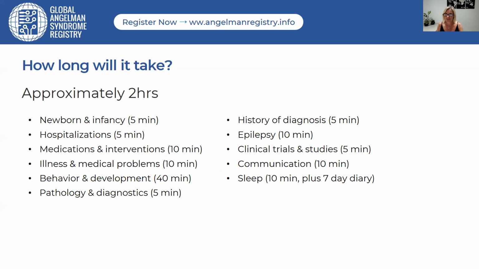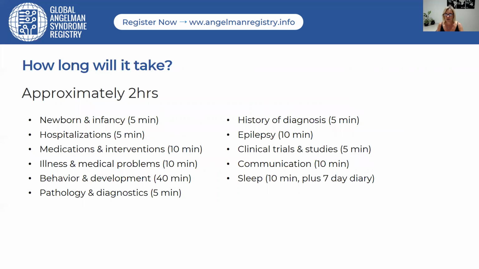This is the kicker. It will take you about 2 hours to complete this registry. What we've done here is we've broken down the different modules into an anticipated amount of time. Some of them are quite quick. You can go in and enter information on these modules one at a time and just kick off ones that you've got the time for. If you've got 10 minutes, jump into epilepsy. If you've got a longer period of time, behaviour and development.